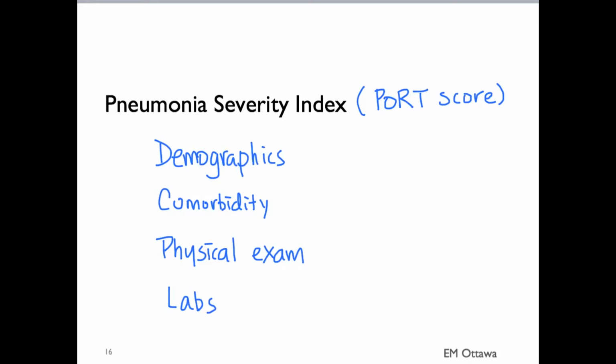Similar to the CURB-65 score, the higher the number, the higher the 30-day mortality. We won't go through each single item here, but I will refer you back to the blog for the other resources that discuss this tool.